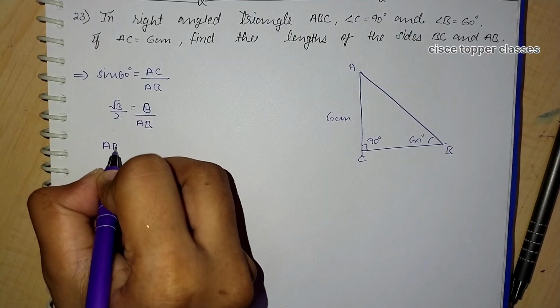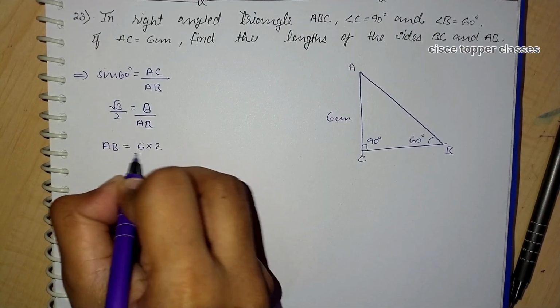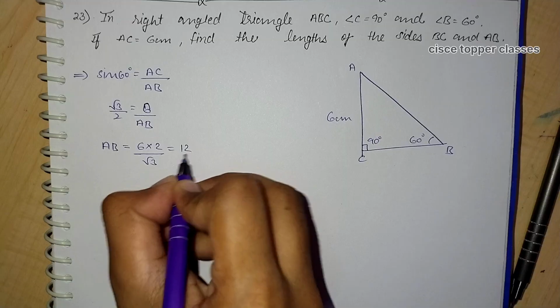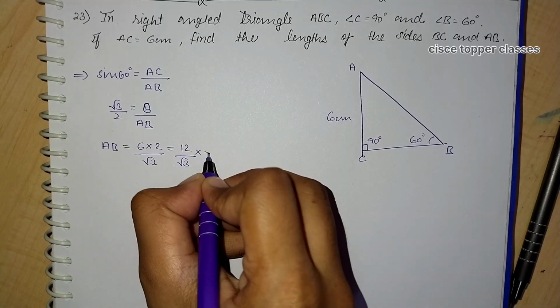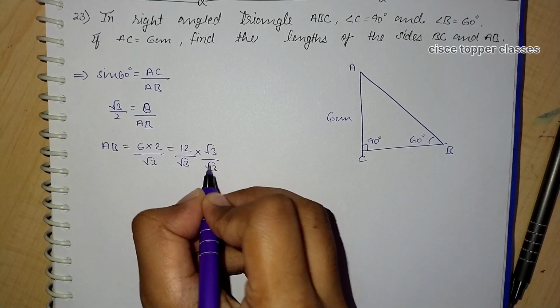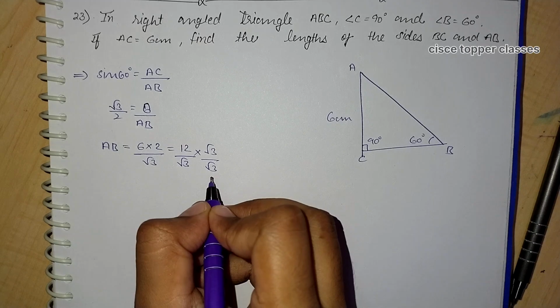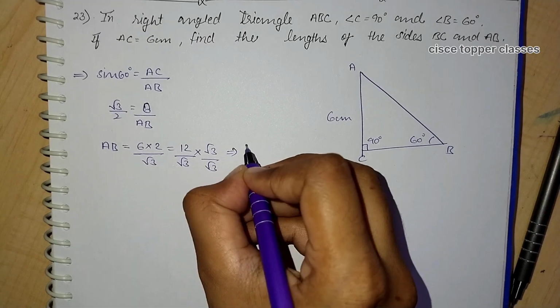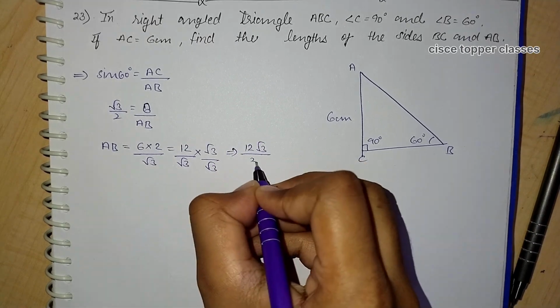So from there we can write AB is equal to 6 into 2 divided by root 3, so 12 by root 3. We will rationalize this part, multiplying and dividing by root 3. So from there we get 12 root 3 divided by 3.